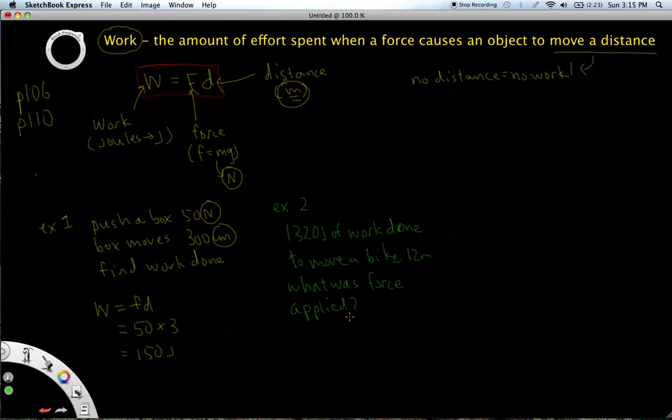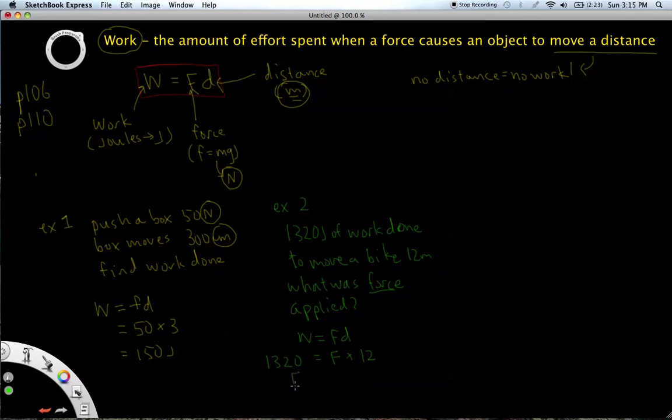Okay, so let's write down the formula. W equals FD. Now I know that this time this is the amount of work done. So let's plug that in for W. That's the amount of work done. I'm trying to find the force applied, so I don't know what that is. But do I know the distance? The bike moves 12 meters. Okay, so F times 12.